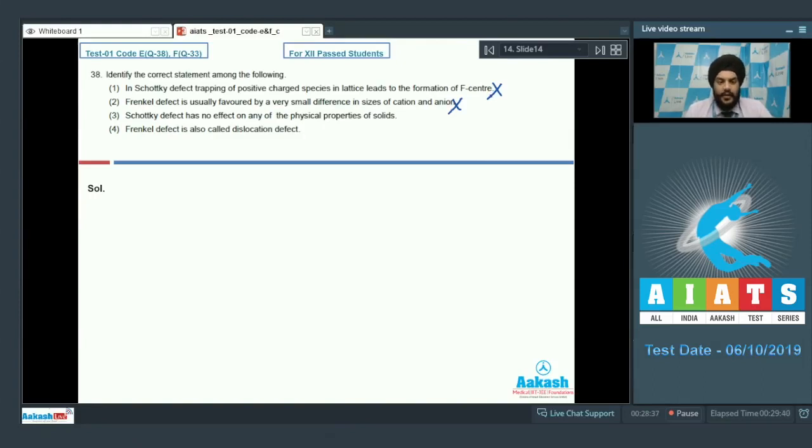If we talk about the third option now, Schottky defect has no effect on any of the physical properties of solid. This is not correct, students. Schottky defect causes a lessening in the density of the solid. So the fourth statement has to be correct.